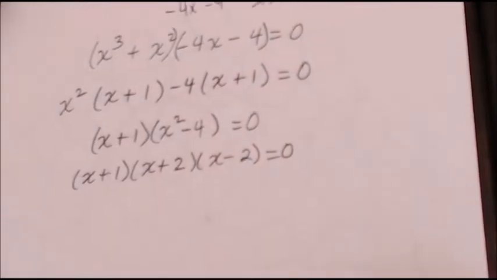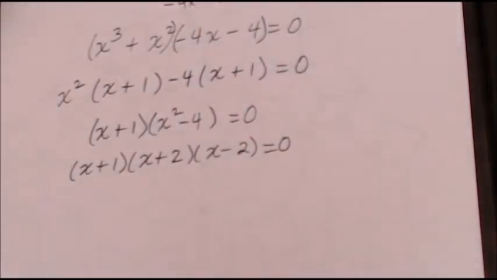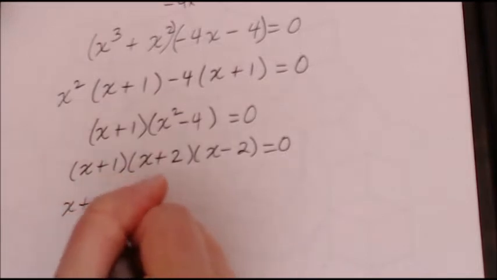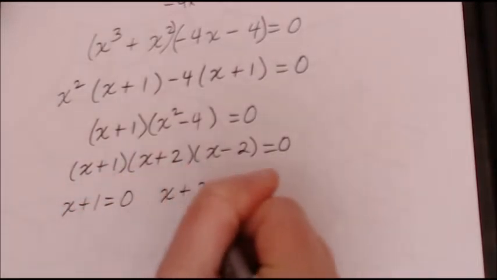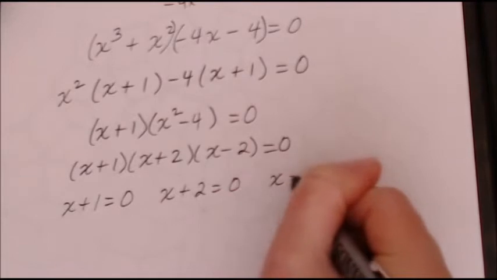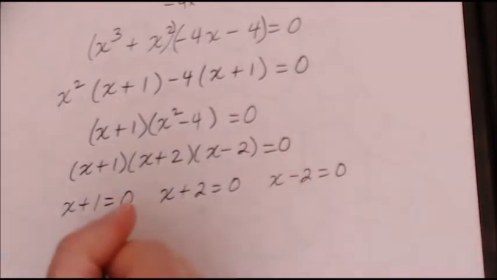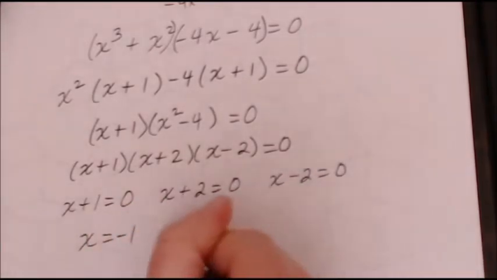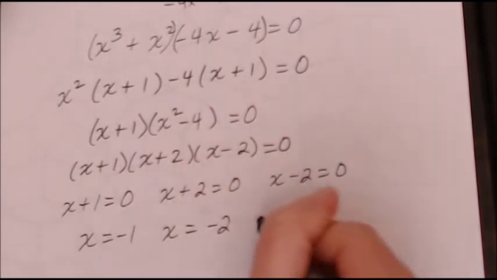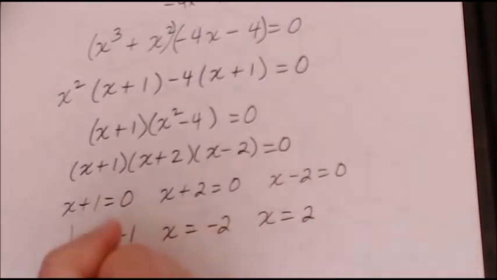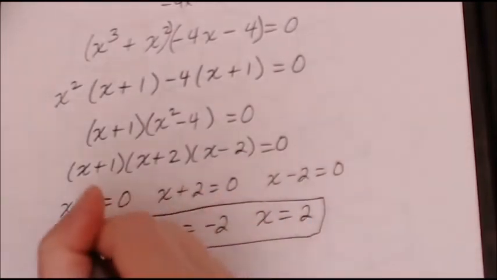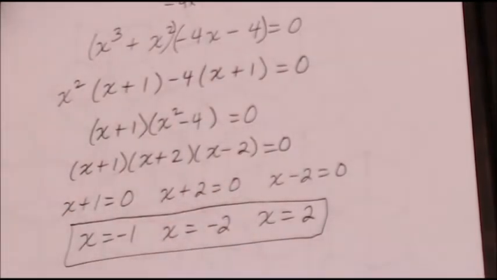And so now we have 3 factors that we're going to set equal to 0. So we have x plus 1 equals 0, x plus 2 equals 0, and x minus 2 equals 0. So my solutions are x equals negative 1, x equals negative 2, and x equals positive 2. So that was the zero product property that we used to solve that.